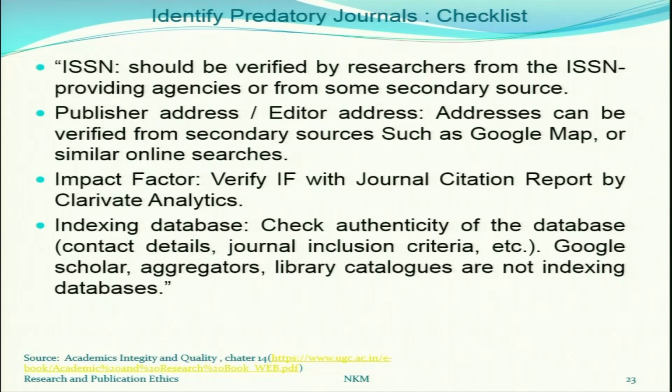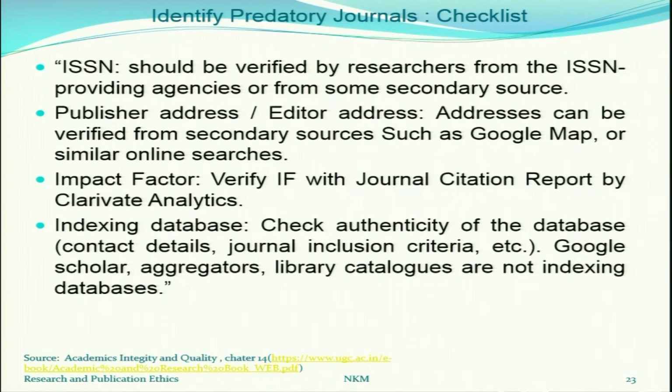So after checking the indexing databases, we must understand what are not the indexing databases. Of course Scopus, Web of Science and SCI are indexing databases, but Google Scholar, aggregators and library catalogs are not indexing databases. So we have to understand these predatory journals in terms of a checklist.